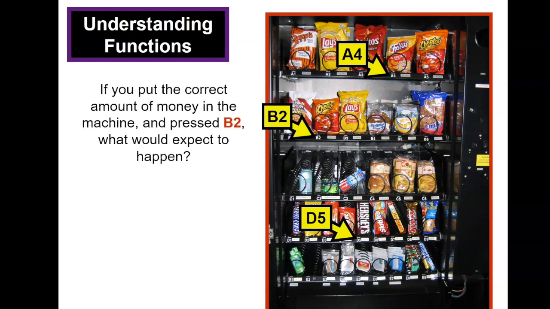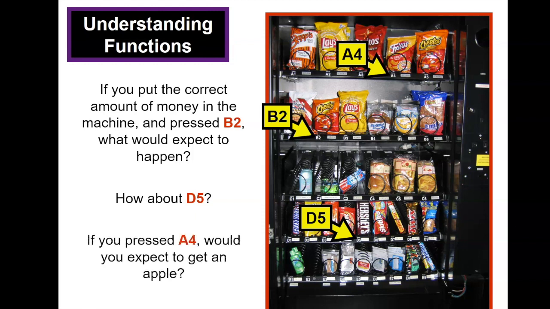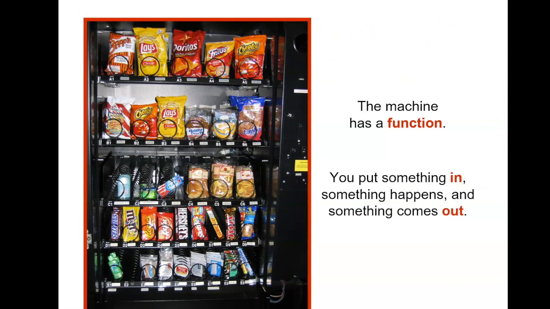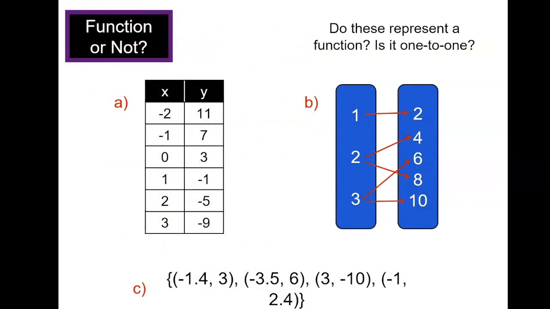Remember, we looked at this machine and thought about what would we expect to happen if we had pressed B2. We would expect to get Cheetos. How about D5? We would expect to get the Hershey's chocolate bar. If you pressed A4, would you expect to get an apple? No, we would expect to get Fritos because there is a function happening within the machine. We give it an input and it gives us a specific output. The machine has a function. You put something in, something happens, and something comes out. Let's determine if these are functions or not.